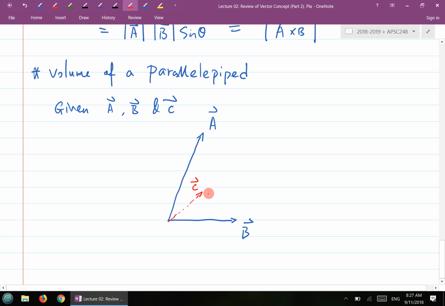And then we are going to form the so-called parallelepiped. Basically, you create a parallelogram at the bottom first, and you create a parallelogram on each side using these vectors. So that's a parallelepiped. And we're looking for the volume of this thing, given the 3 vectors A, B, C.